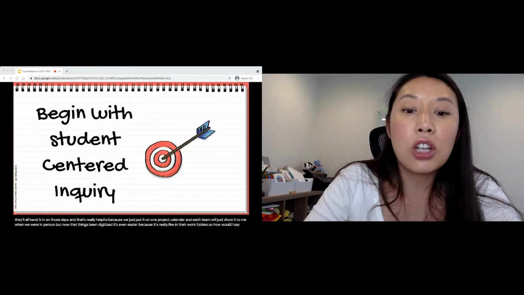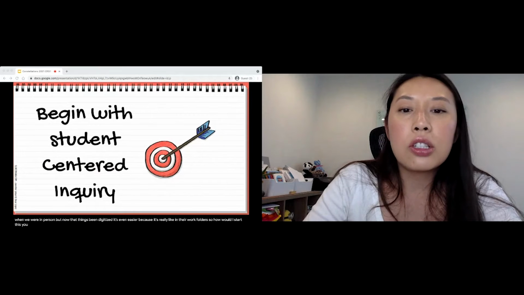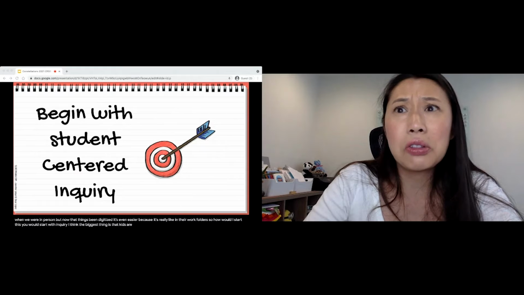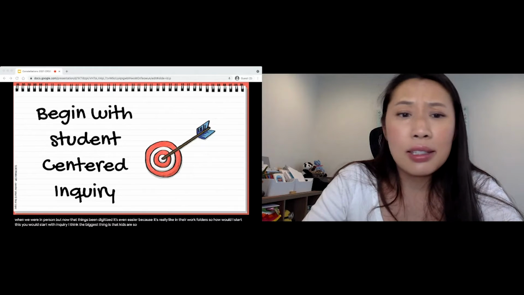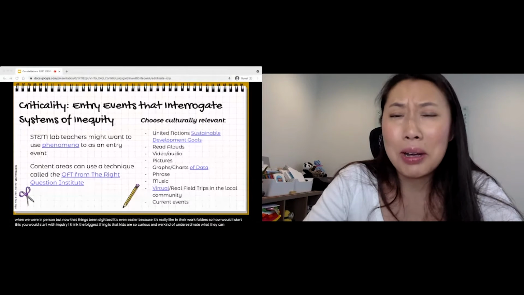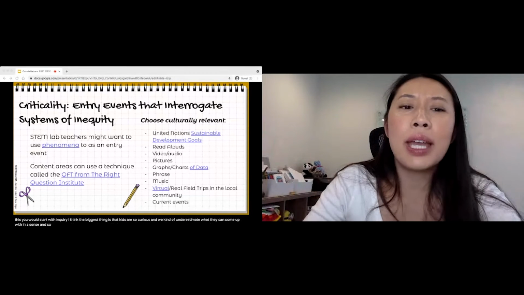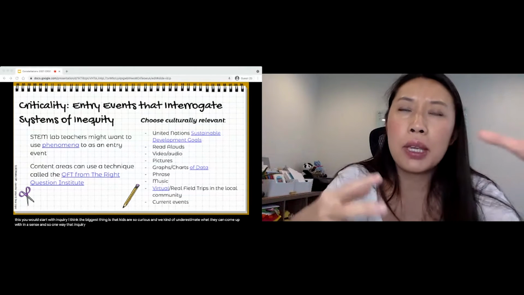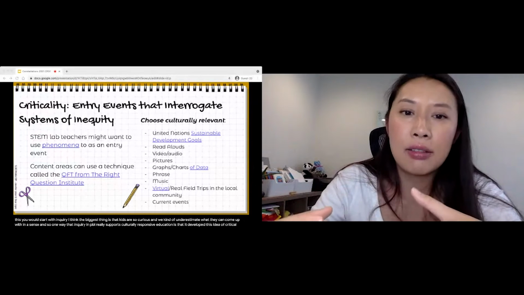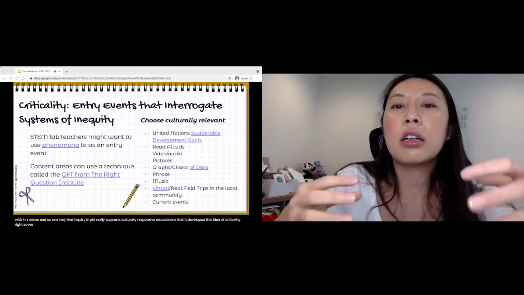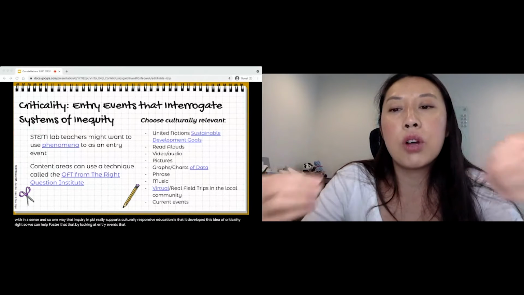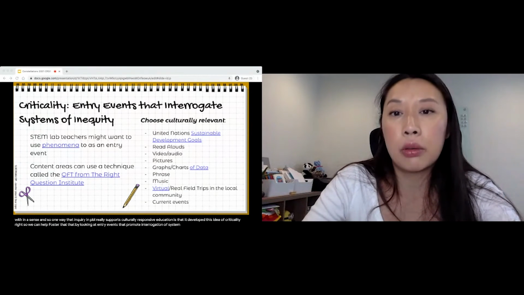So how would I start this? You would start with inquiry. I think the biggest thing is that kids are so curious and we underestimate what they can come up with. One way that inquiry in PBL supports culturally responsive education is that it develops criticality. We can help foster that by looking at entry events that promote interrogation of systems of inequity.